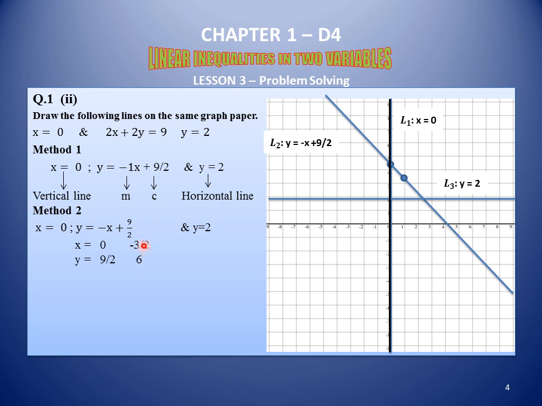Now we will plot these points. When x is 0, y is 9 by 2, which means 4.5. Place a dot here. And for the second point, minus 3 by 2 means minus 1.5. When x is minus 1.5, y is positive 6, above, this one. Place a dot here. We join these 2 points to get this line.